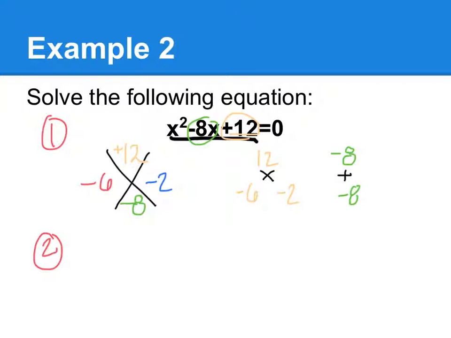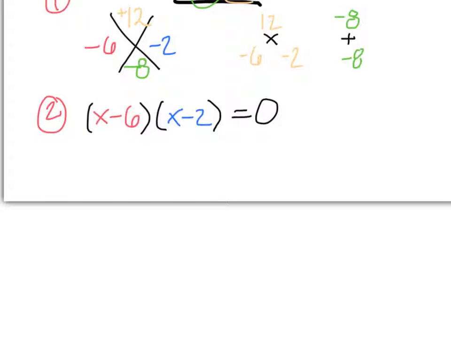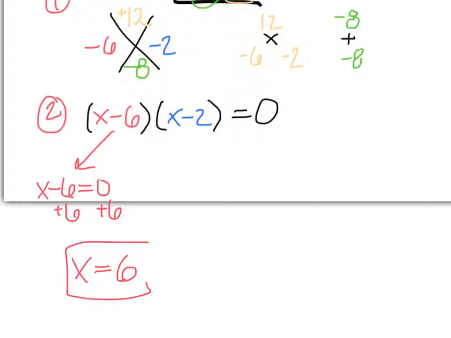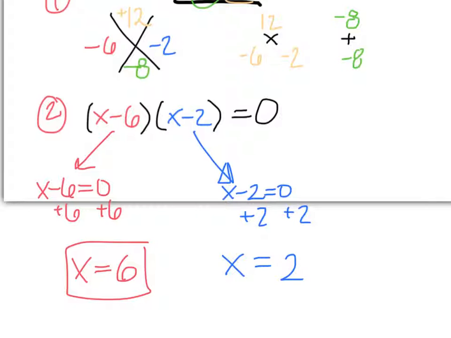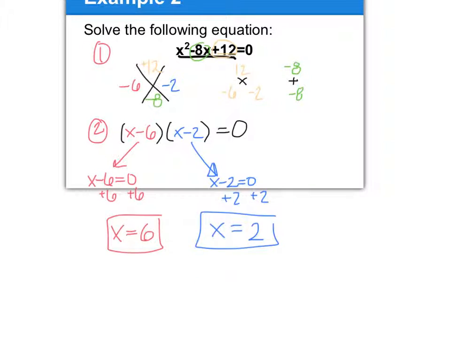Step 2, write the binomials. Again, I'm going to color code it for you. In this case, they're both negative, so they're both going to be minus. Equals 0. Now, thanks to our friend, the zero product property, split that. x minus 6 equals 0. Plus 6, plus 6. x equals positive 6. There's one of our solutions. Split that one too. x minus 2 equals 0. Starting to get the hang of it. Add 2 to both sides. x equals positive 2. And that's it.